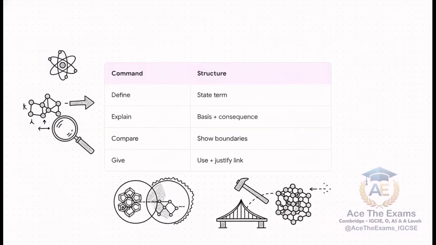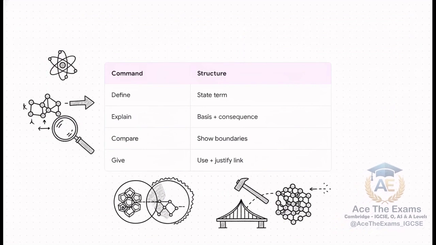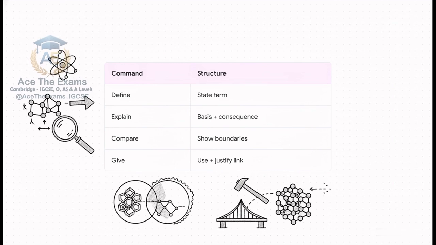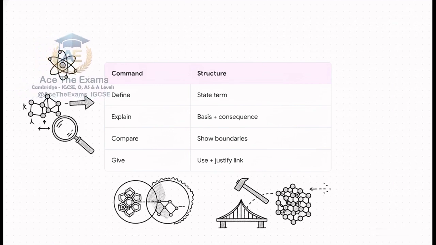We also need to map out exactly how to respond to Cambridge command words, because your approach has to shift depending on the prompt. If they say define, state the term purely in its physics context. Simple. But if they say explain, this is where you absolutely must give the microscopic basis plus the macroscopic consequence.